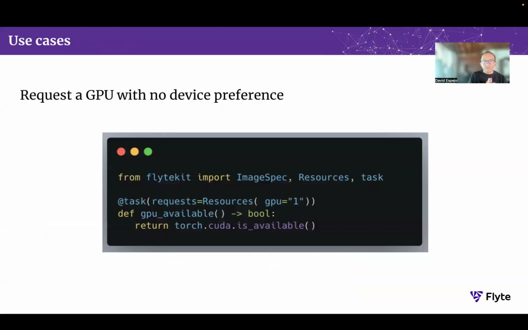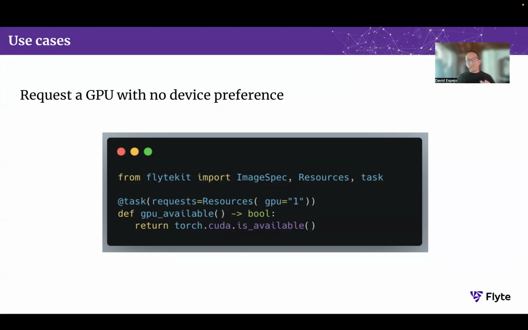Okay, so first use case: request a GPU with no device preference. The only thing you need is to add this configuration to your task decorator, instructing Flyte to request a GPU. It could be 1, 2, 3, etc. But in this case, the important part is that it's a generic device. We are not specifying which model, which type of device. We just need this task to run on a GPU.